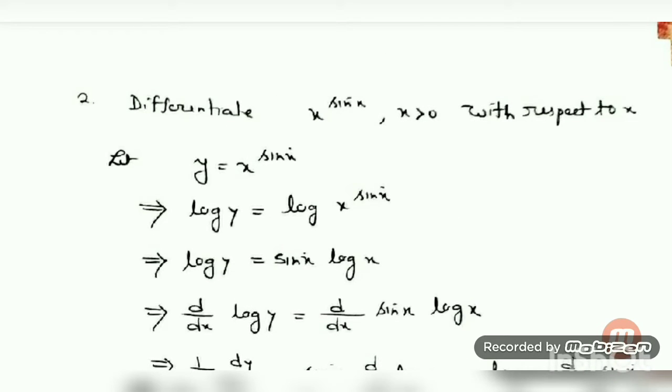Now I had given one more example here. One type of question I had done. Second type of question. So here you see this is a power. Differentiate x to the power sine x with respect to x. x is greater than 0 and the power is a variable.